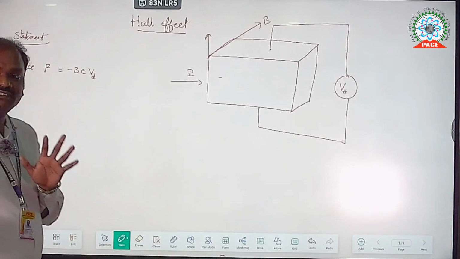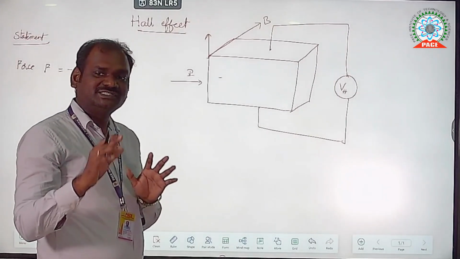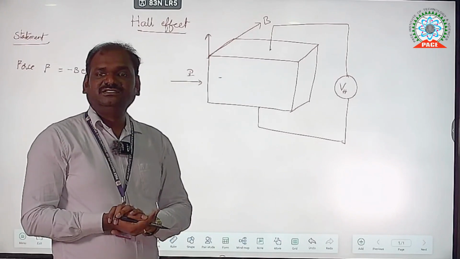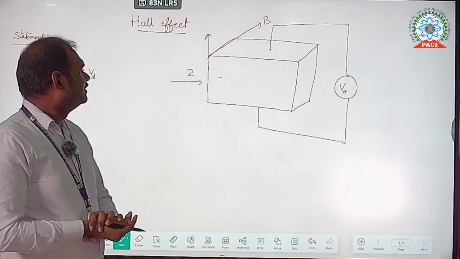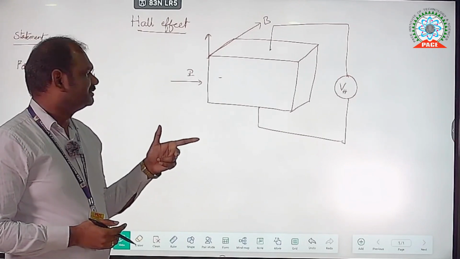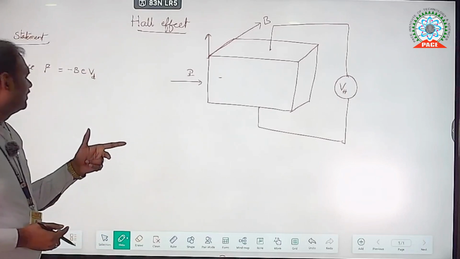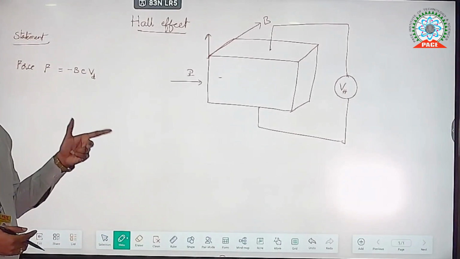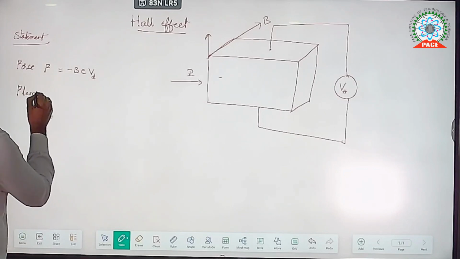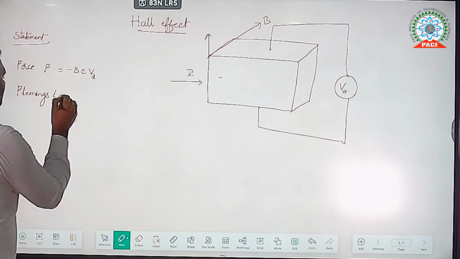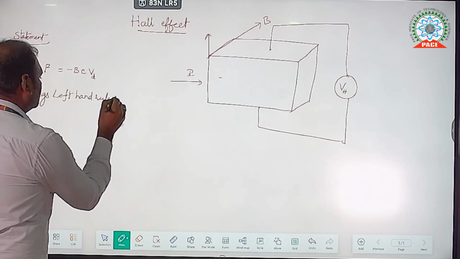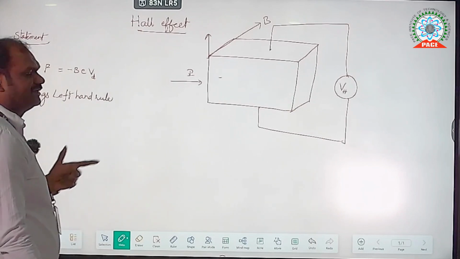Now, in what direction does the force act on the electrons because of the application of the magnetic field to the semiconductor? For that we have to apply Fleming's left hand rule. What is Fleming's left hand rule?